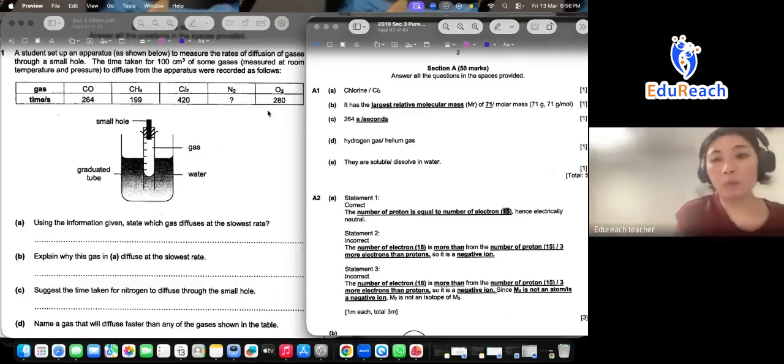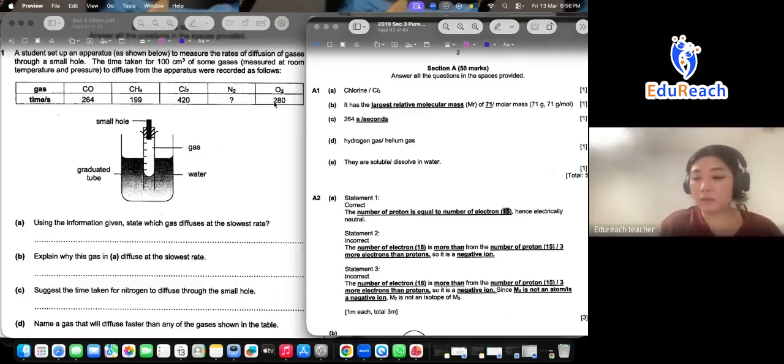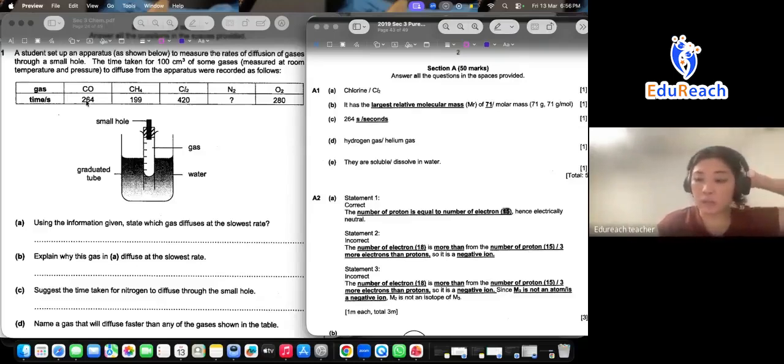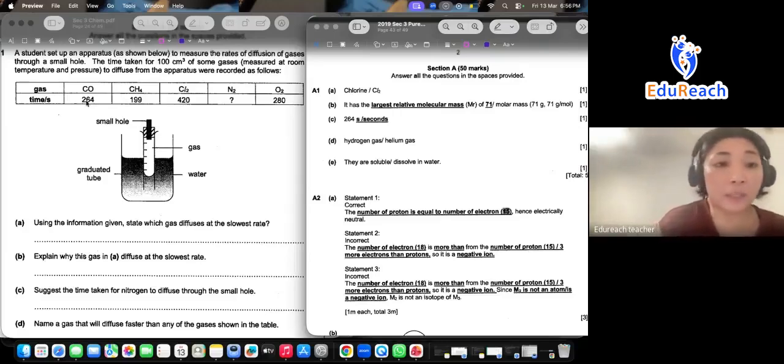So nitrogen, 14 plus 14, 28, would be somewhere in between in the time taken compared with oxygen, whose mass would be 32. And then carbon monoxide is actually 28 also. So carbon monoxide and nitrogen, Janelle, can you write this on the paper? CO and N2. Write down, they have the same molecular mass, and therefore the rate of diffusion will be the same. The time that it takes to diffuse will also be the same.